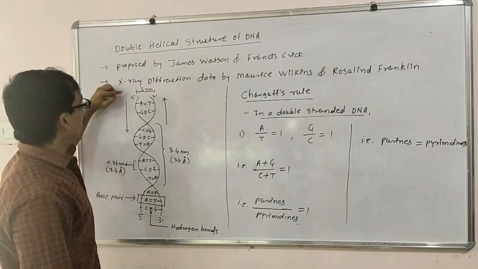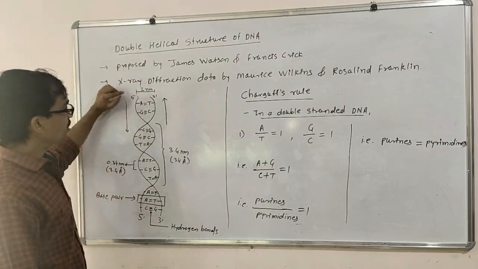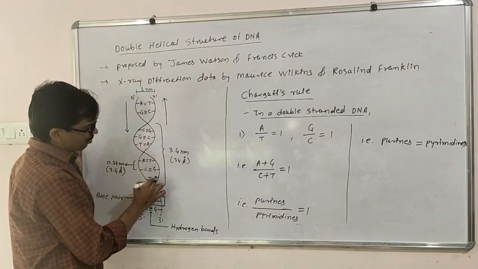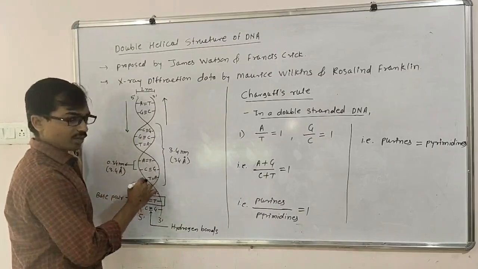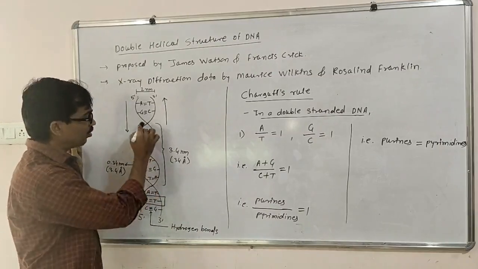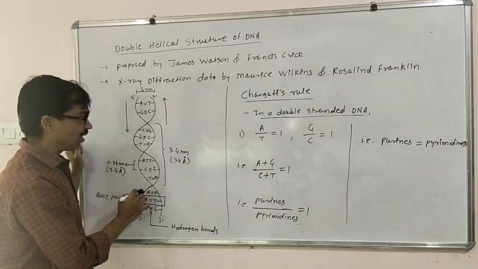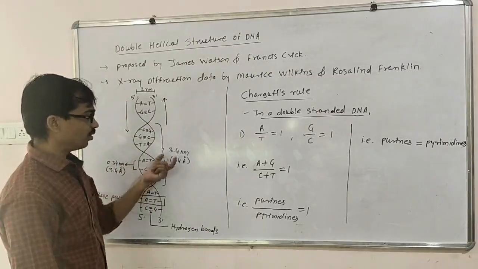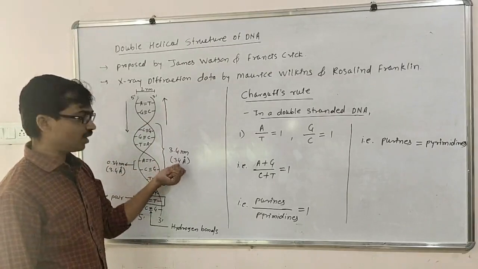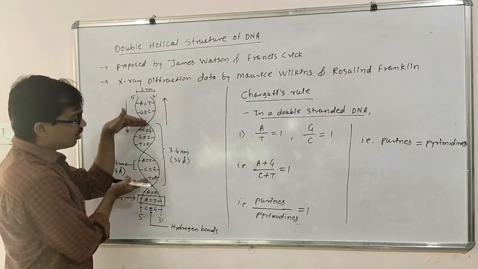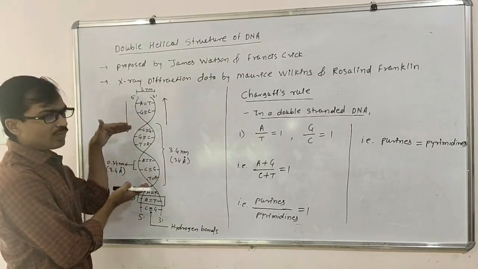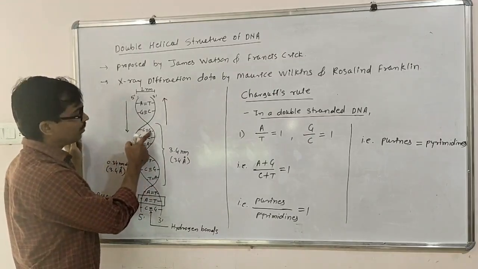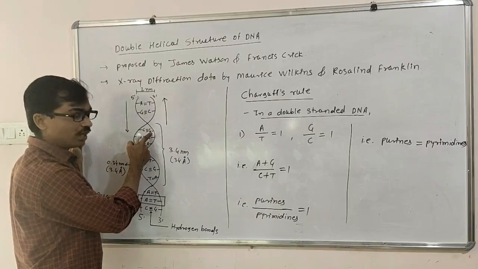Another component of the double helical structure of DNA is that one turn of any strand over the other strand, meaning a complete 360 degree turn, is 3.4 nanometer in length, which can also be said as 34 angstrom unit, and each turn contains approximately 10 base pairs. One base of one strand pairs with the other base of the other strand.